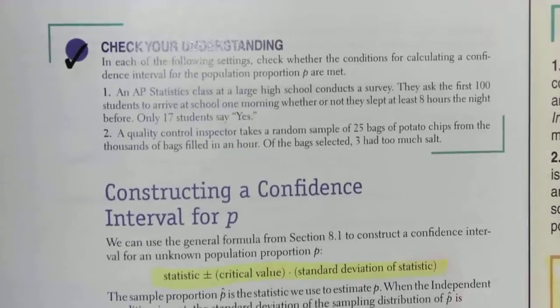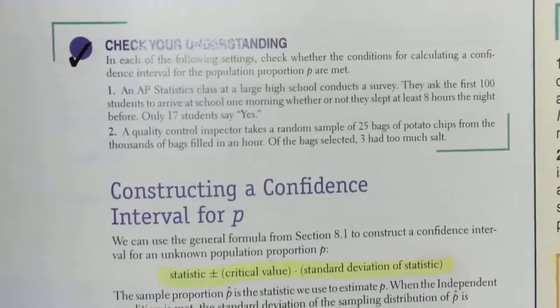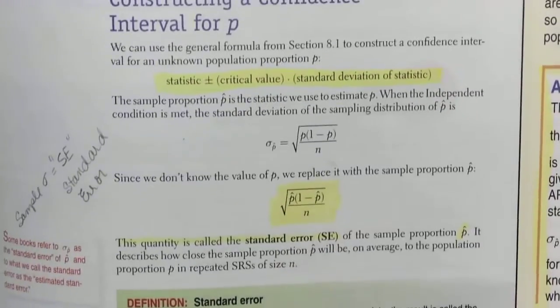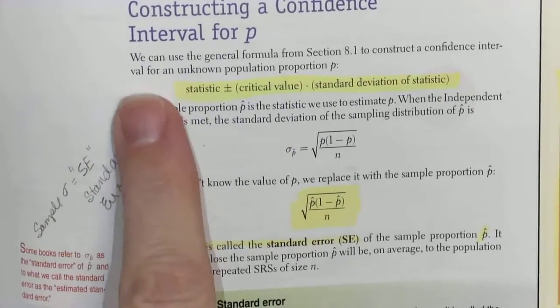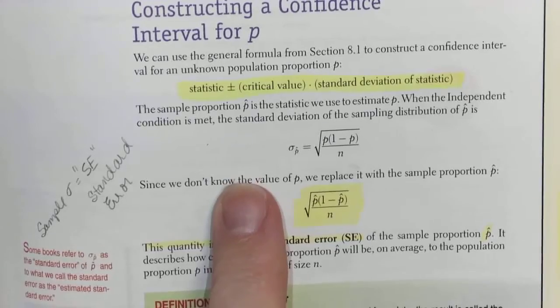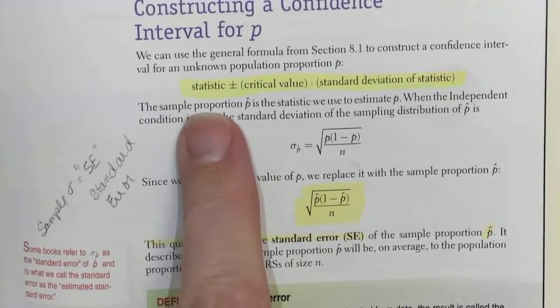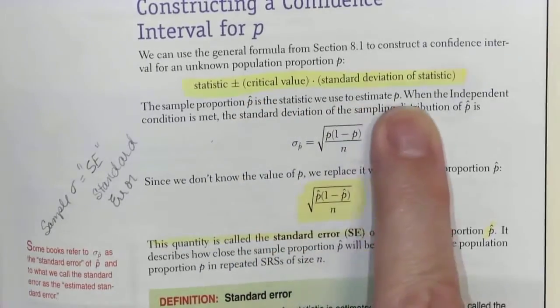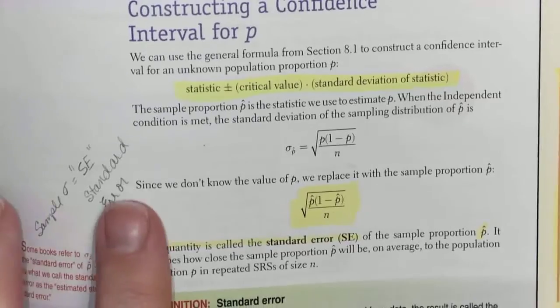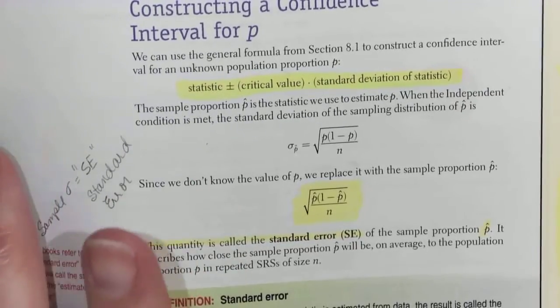Yeah. Right. Okay. So now, constructing a confidence interval for P. We can use the general formula that we've seen before: statistic plus or minus the critical value times the standard deviation of the statistic. This is what we saw in the last one, right? Now, let's look at the standard deviation of our sample.